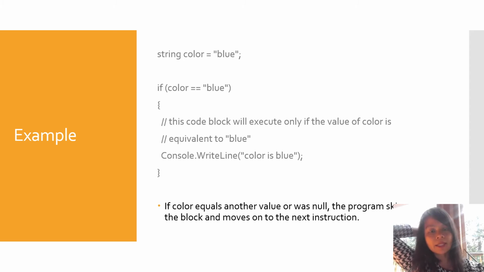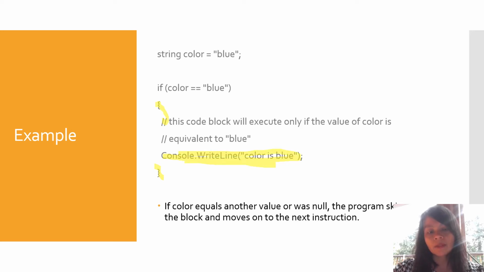So let's take a look at this example. We have a variable, the data type is string, the variable name is color, and the value is blue. What we're testing here is if the value of the variable color is equal to blue, then this code block, everything inside of these curly brackets, will be executed.